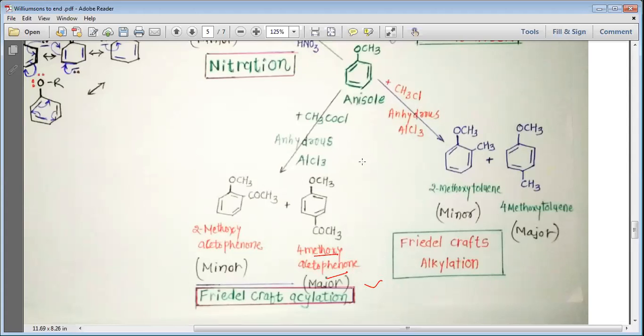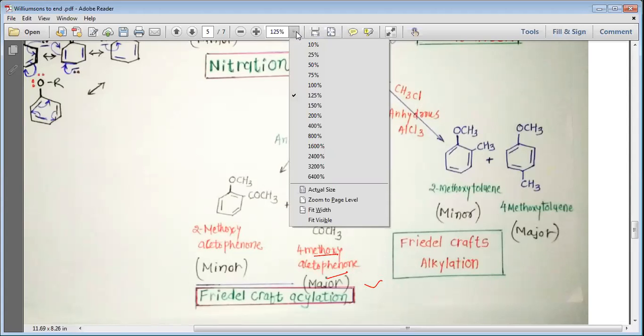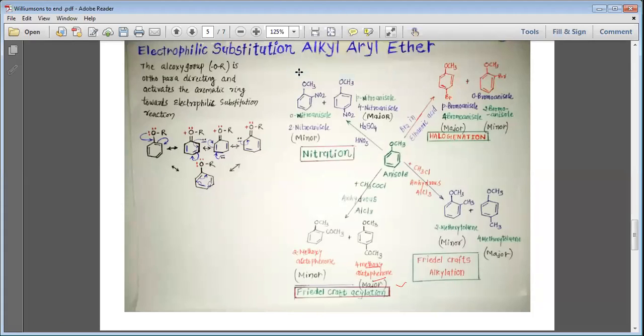This is how, my dear students, we can understand the various reactions that anisole gives. All these reactions, nitration, halogenation, Friedel-Crafts alkylation and Friedel-Crafts acylation, are known as electrophilic substitution reactions.